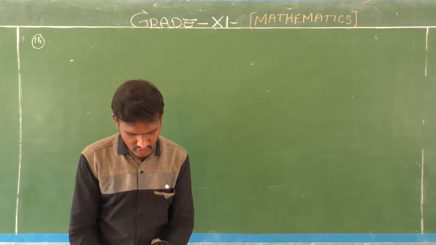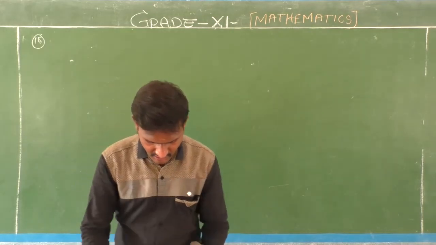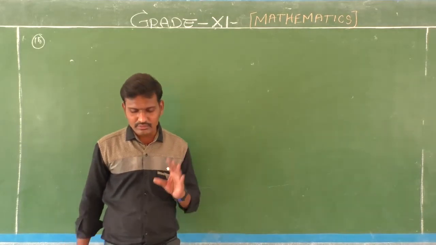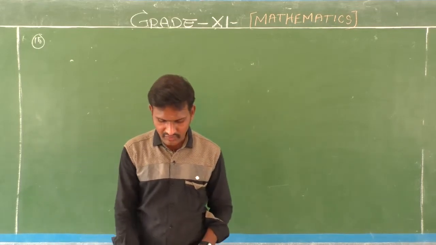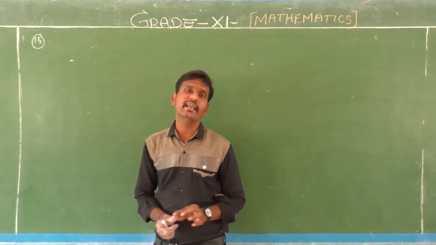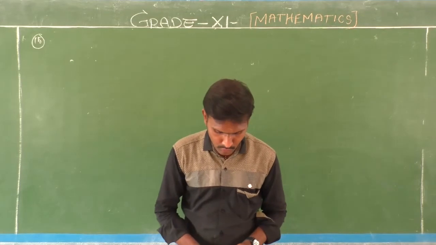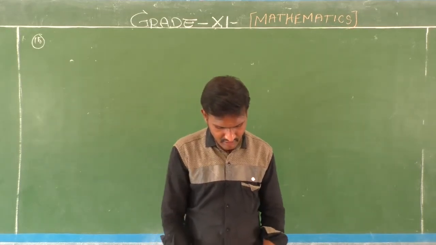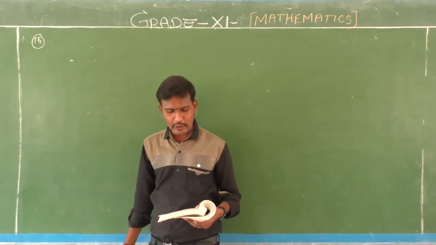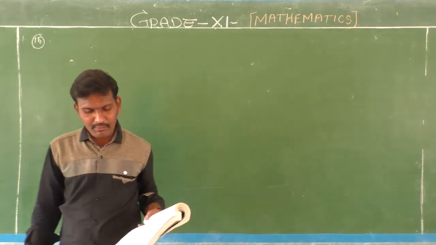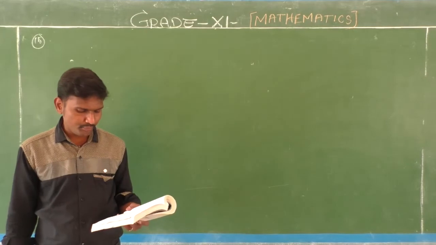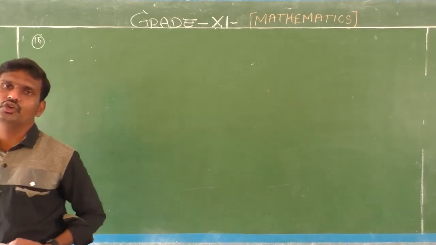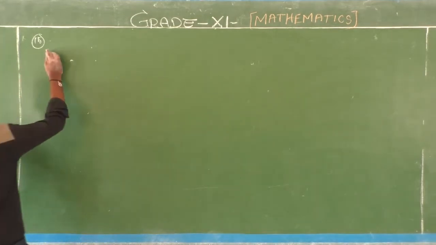Students listen. The pth, qth and rth terms of an AP are a, b, c respectively. Then prove that (q minus r) into a plus (r minus p) into b plus (p minus q) into c is equal to 0. That is a very simple and very important question also.